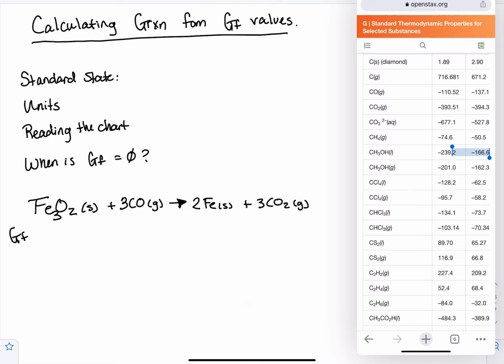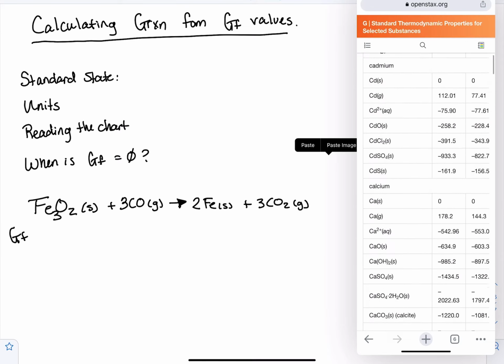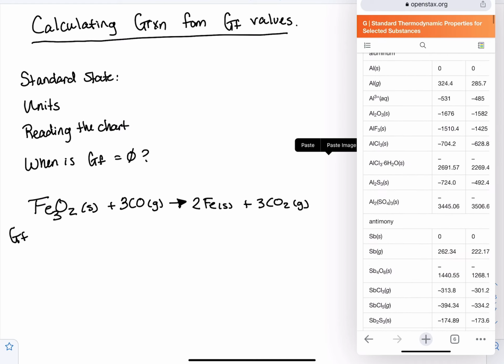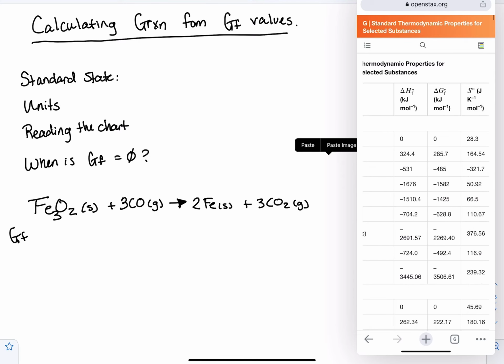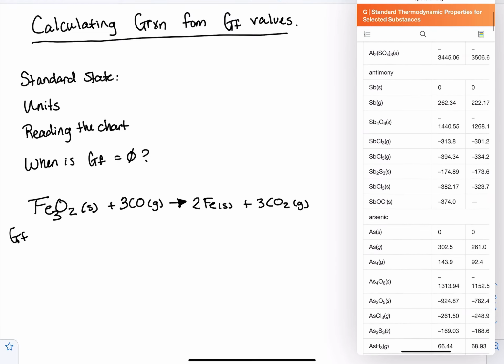All right, so are you getting tired of using this chart? Because we're going to use it again. In this chart, the first column is H and the middle column is G. So this time we're doing it for G. So hopefully you're seeing the consistency to this.